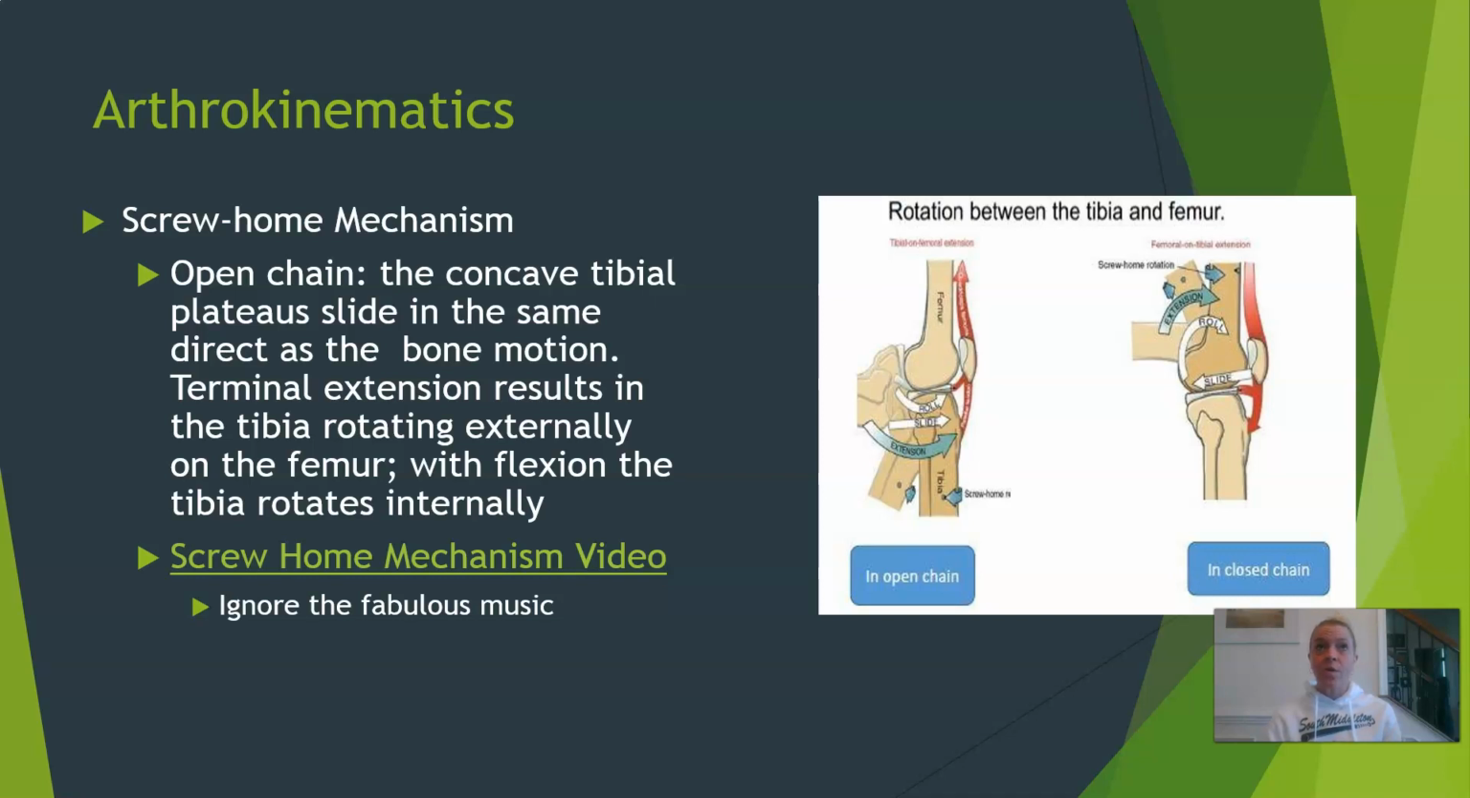In the closed chain, we are going to have the femur moving on the tibia. So for terminal extension in the closed chain, the femur is going to rotate internally on the tibia in order to get full extension and in order to fully lock the knee.